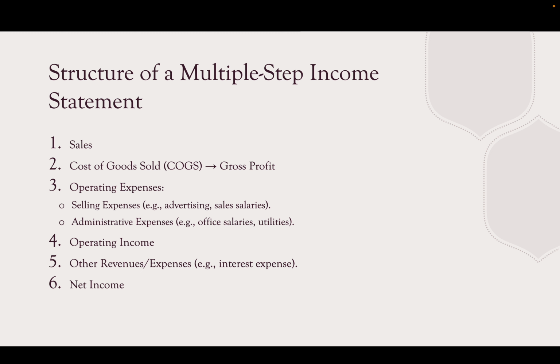Next is our operating income. So this would be our gross profit minus total operating expenses. Number 5, other revenues and expenses. Number 6, net income. And to get this, we do operating income minus or plus other revenues or expenses.